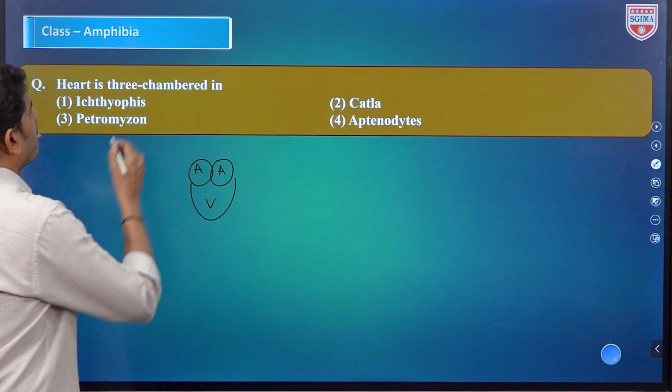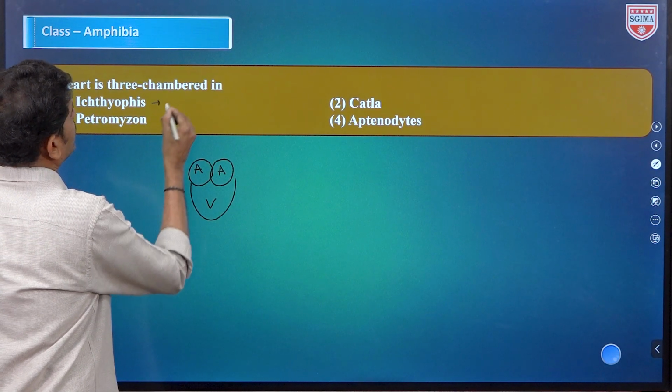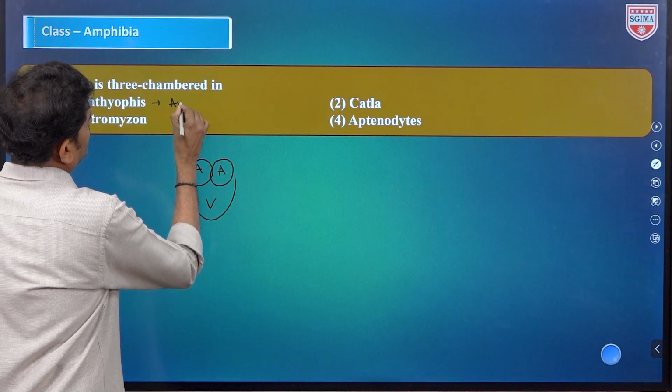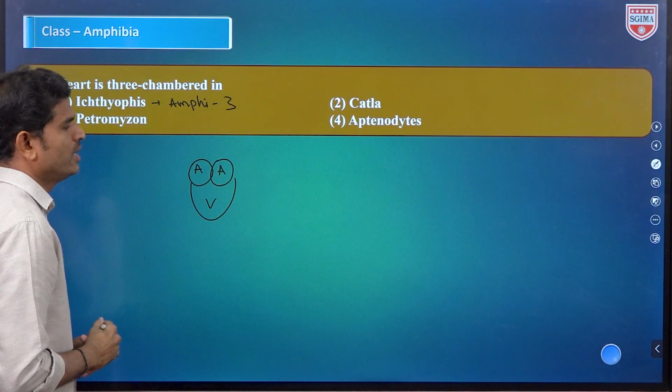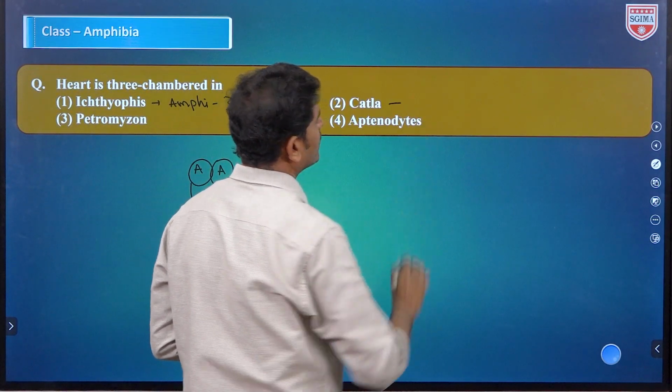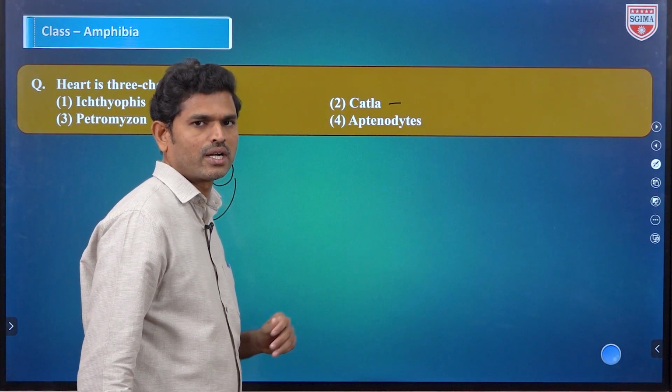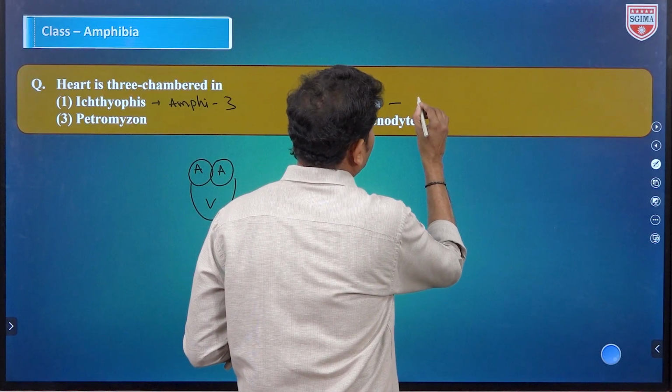Let us see that. Ichthyophis. Ichthyophis is a limbless amphibian. Amphibians, how many chambers are there? That is the 3-chambered heart. Next one, Katla Katla. This is which one? Osteichthyes fish. Katla Katla. So in fishes, how many chambers are there?